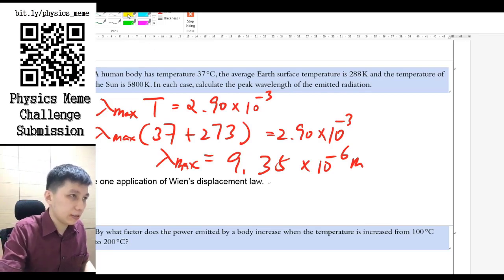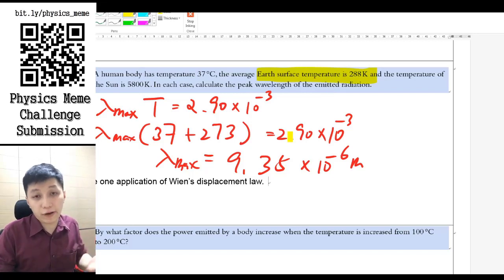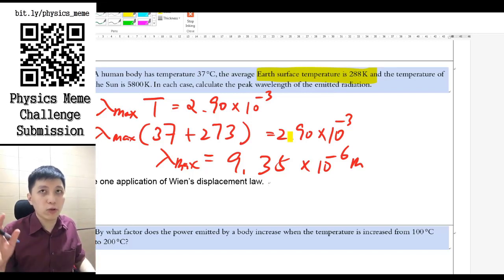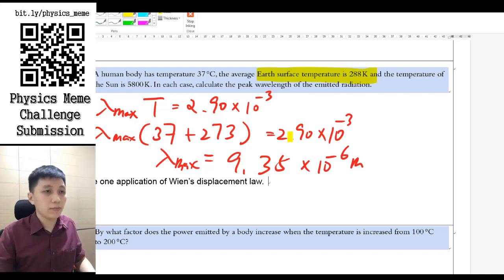Back to this example, if you try to calculate the Earth surface temperature as well, you should also find infrared. So that's why when we talk later on about greenhouse gases, infrared is one of the issues, because Earth itself is emitting infrared, and those greenhouse gases which can trap infrared will be potentially a problem if we get too much of greenhouse gases.